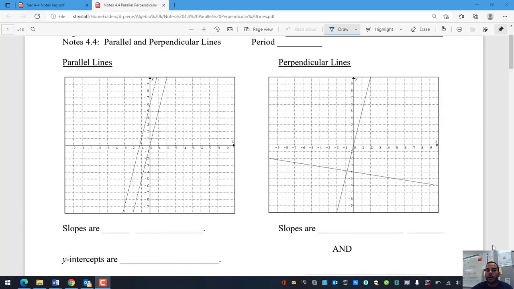All right, guys, in this lesson, we're going to talk about the difference between parallel and perpendicular lines. Before we get into this, the most important thing to know between parallel and perpendicular lines is what they actually look like. What do parallel lines look like?